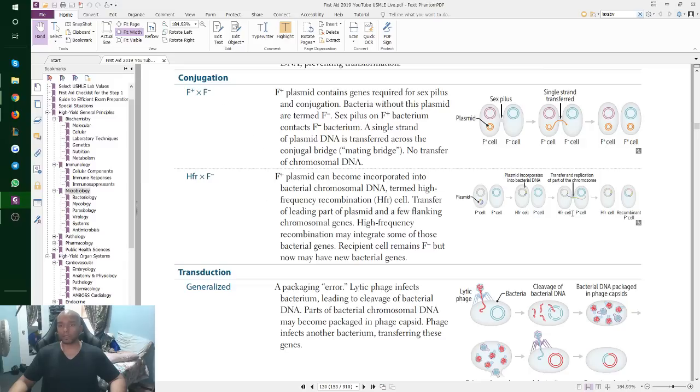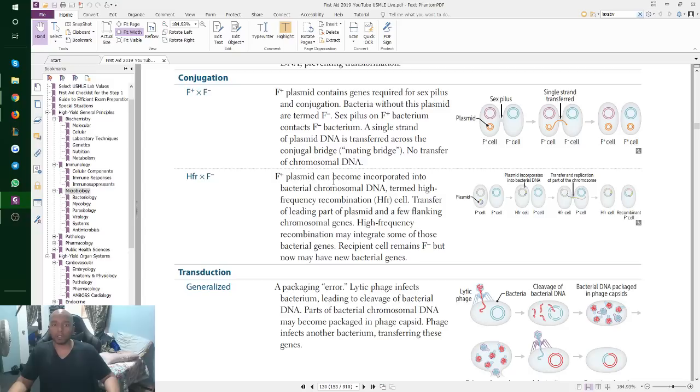The other one is different and a little more confusing. Here in Hfr times F negative, no one is F plus. So that's the first thing you want to remember. There's no F plus denotation per se, but you're still going to see a sex pilus being formed because there is an F plus thing happening. It's just not in the notation. Right? So your Hfr guy is pretty much your F plus guy. And watch what happens here.